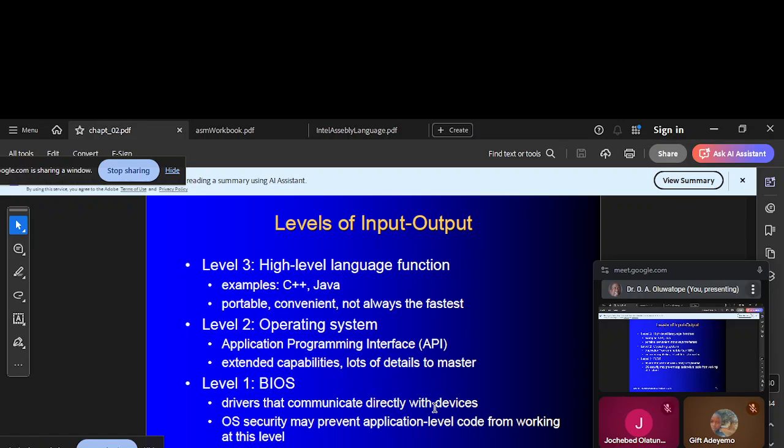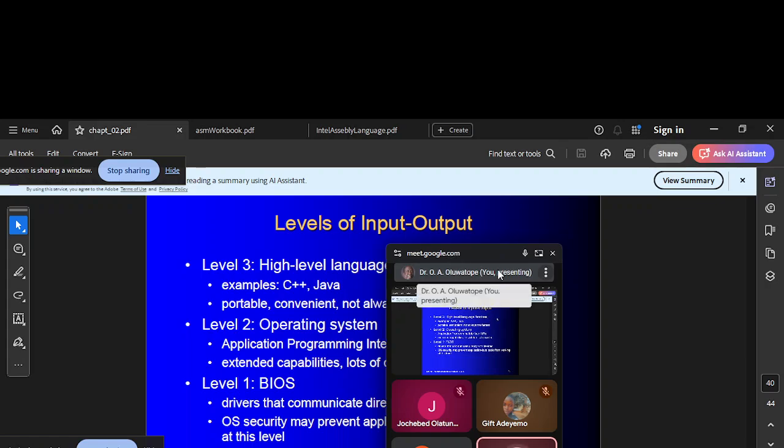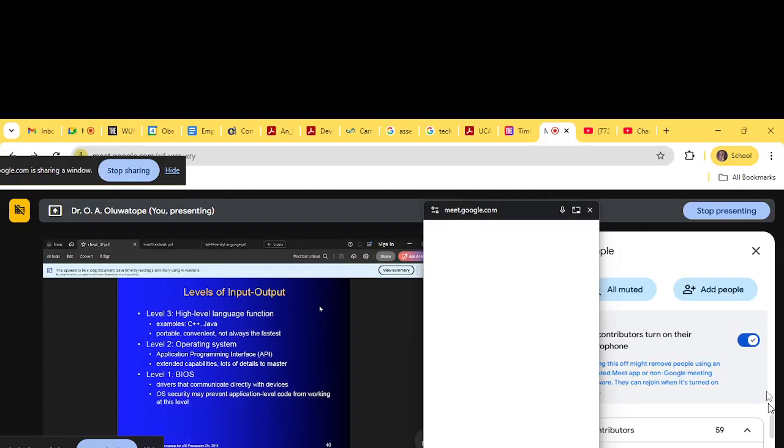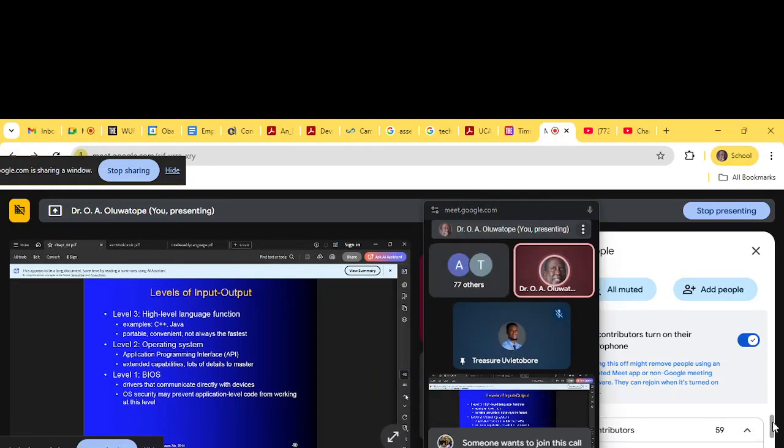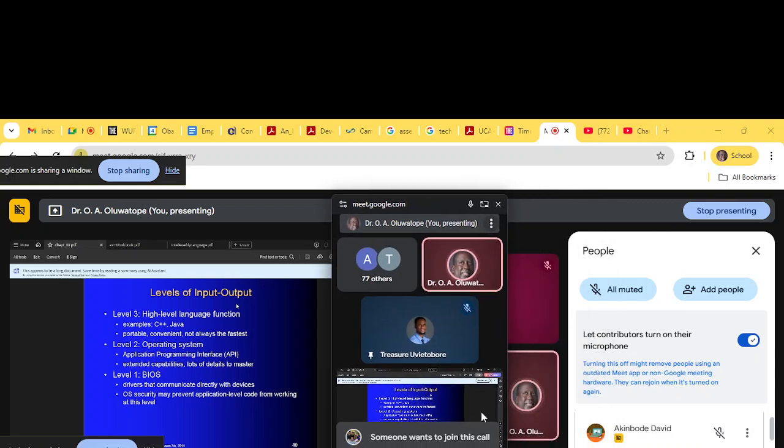Then that's the lowest level, level one. Level two is the operating system where APIs operate. And then level three is the level at which high level languages such as Java, Python, C, and a whole lot of other languages operate.